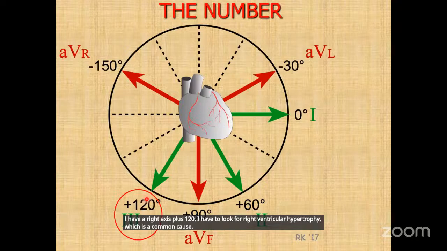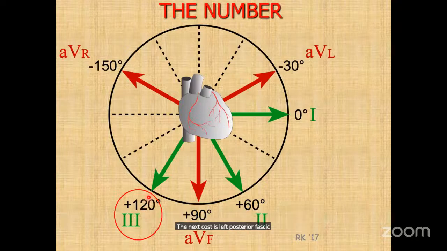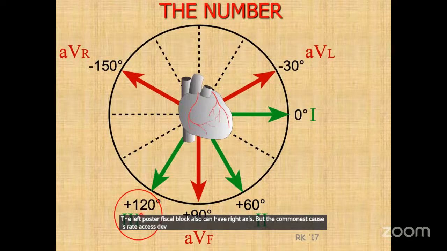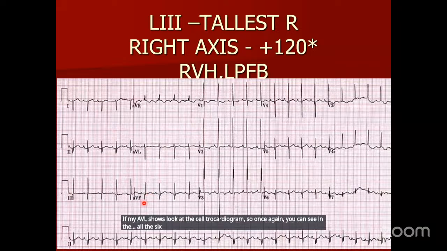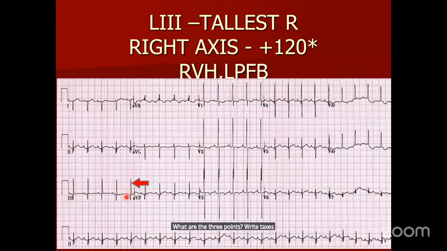The next cause is left posterior fascicular block. I told you about 2 fascicles. The left posterior fascicular block also can have right axis, but the commonest cause of right axis deviation is right ventricular hypertrophy. Look at this electrocardiogram. Once again, you can see in all the 6 limb leads, my L3 shows the tallest positive QRS complex. What are the 3 points? Right axis plus 120, right ventricular hypertrophy, or left posterior fascicular block, which is if there is no RVH, then you can consider left posterior fascicular block as the cause of right axis deviation.